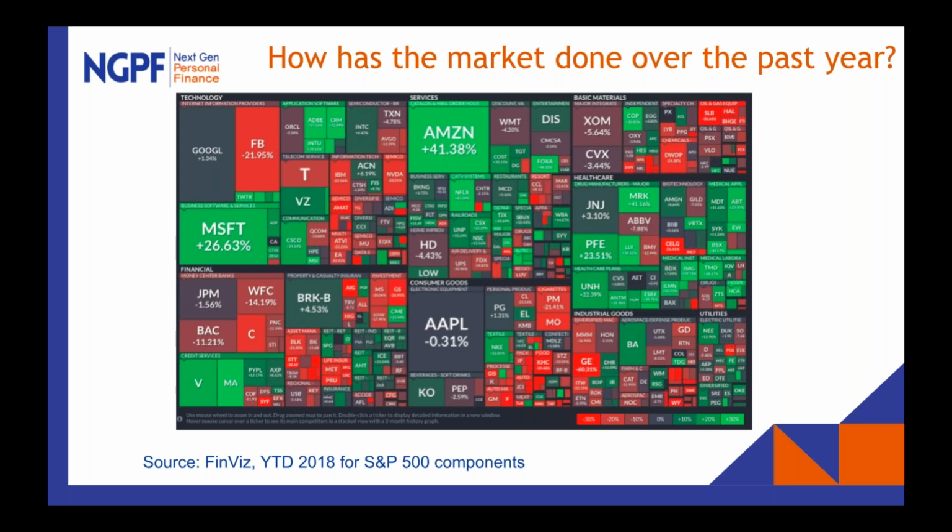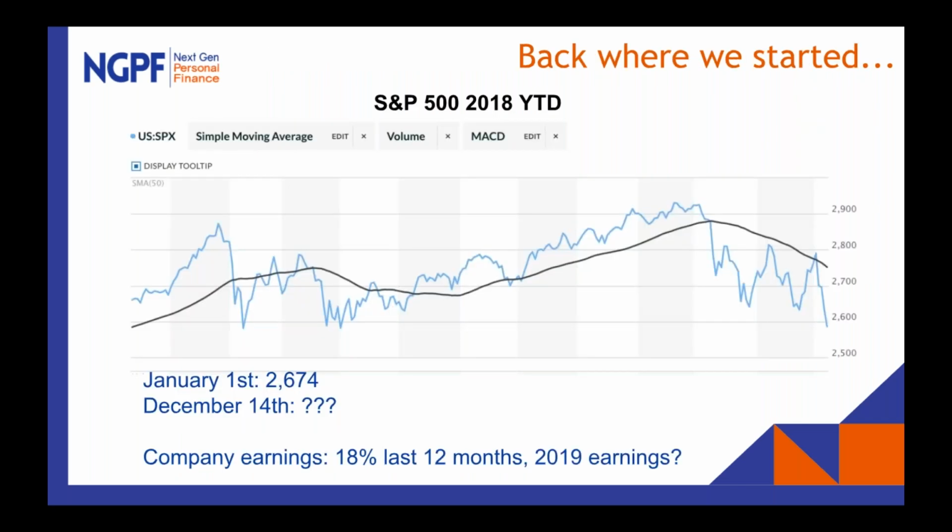So anyway, what this is meant to show is that over the course of the past year, some companies have done extremely well, others have done poorly. I think overall, when we look at the S&P 500 year to date, if you kind of trace where we were on January 1st, the S&P 500 was 2,674. I don't know where we closed today, but I'm guessing we're pretty close to where we started the year. However, we've had quite a few ups and downs.